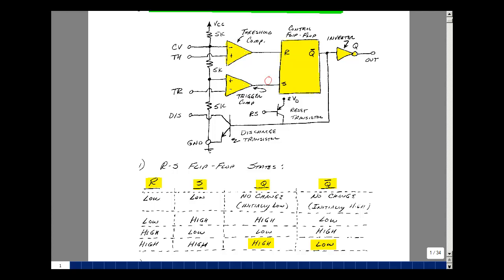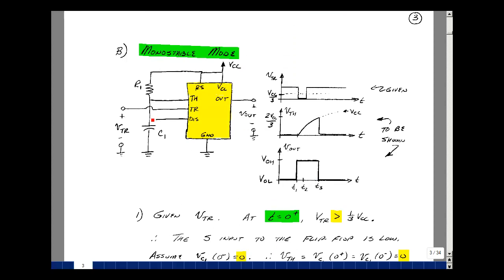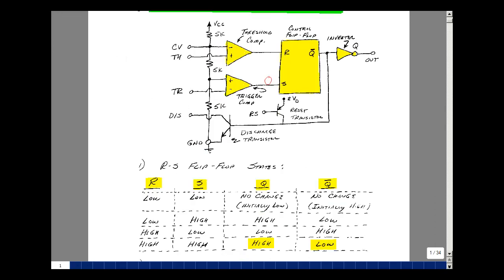Go back to our circuit again. Now the voltage across here is initially 0, and it can't jump instantaneously, so at t equals 0 plus, the voltage here is still 0. So let's take a look at what happens when you put 0 volts on the threshold line. I've got this voltage minus 2/3 VCC, and that's going to be a negative number, and so I'll get a logical 0 over here. What that means, if we go back to our table on page 1, is that when both of these are 0, there's no change in the output.